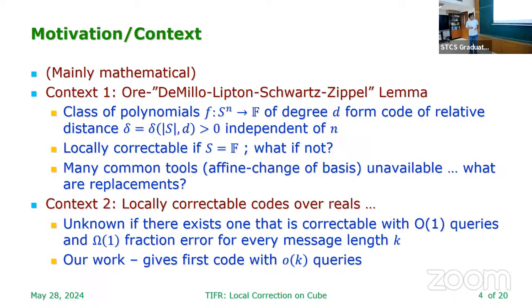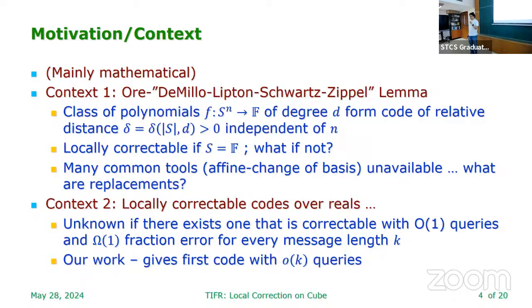And a second context, this came from papers by Shubhangi and co-authors. I don't remember the exact set of papers over here. And they asked this question: are there locally correctable codes, the kind of codes that we're describing right now, whose alphabet is really the reals? So this is the exact setting that is included in our case.